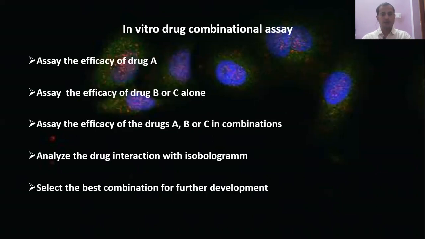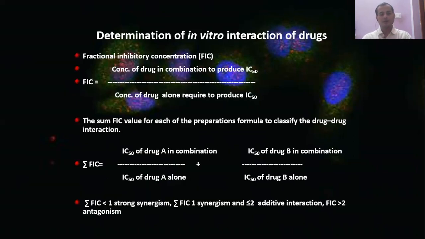So how do you do in vitro drug combination? First, you assay the efficacy of drug A alone and drug B or C alone, and then assay the efficacy of their combination, and then analyze the drug interaction by making an isobologram, and select the best combination of the drug. So how to determine? There is a formula. I'm not going to go into very much detail, but it is how to calculate the synergy or antagonism or additive interaction of two or more drugs.